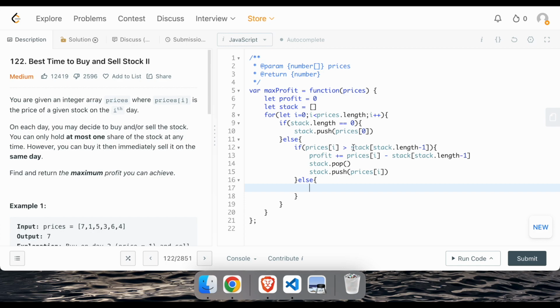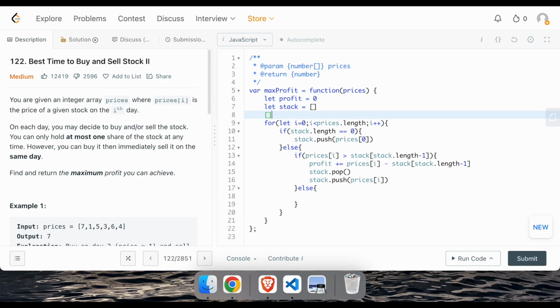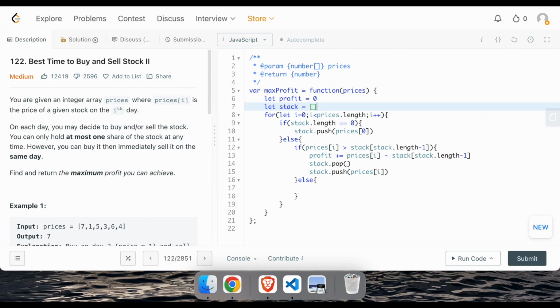Now, if this is not the case, what does it mean? That means initially, suppose my stack has the 7, like in this example, and then on the second day, the price is 1. So that means my price at index 1 is going to be less than whatever value the stack has, which is 7. In that case, what do we need to do? We decide that there's no point in actually buying at price 7. So we'll simply pop it from our stack, and then we decide to buy at the price 1, right? Now if you observe, this is repeating code, so we'll simply refactor it a little bit, right?